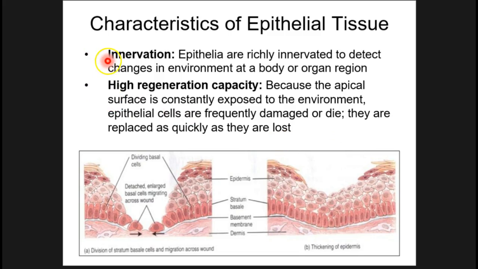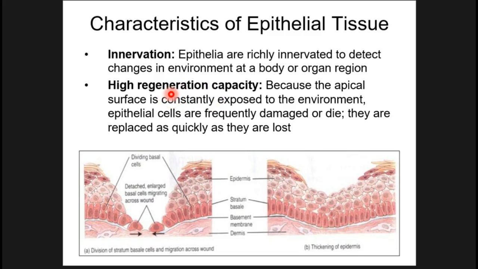Epithelia generally are innervated. They will have nerves that can go past that basement membrane, so we can detect those paper cuts. Aren't we so grateful for that? And high regeneration capacity. It is part of the job of lining tissues to be protective.